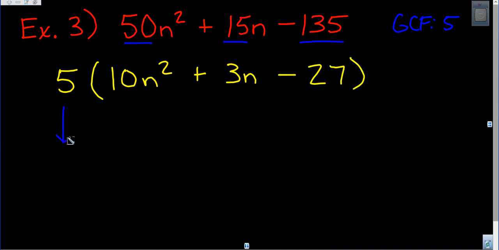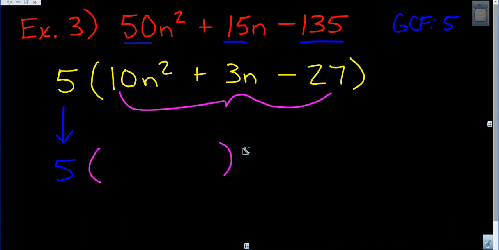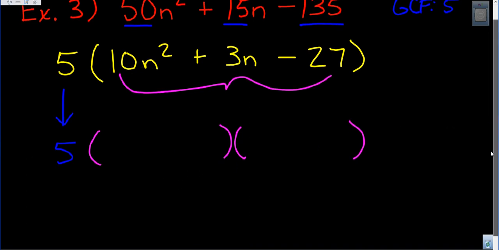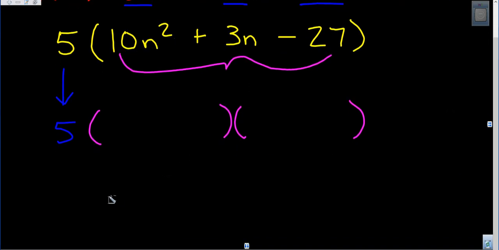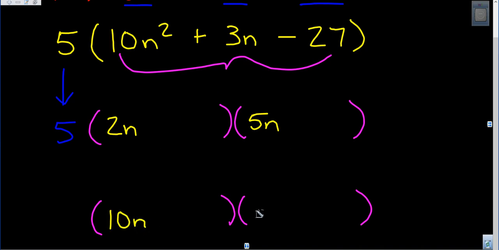So the 5 will remain as part of my answer, and now I have a trinomial that I can factor like we did previously. 10n squared. There are 2 different ways that I can create 10n squared. One way would be 2n and 5n. The other way would be 10n and 1n. I really think it's going to be the 2n and the 5n.